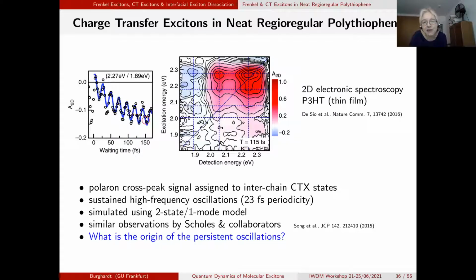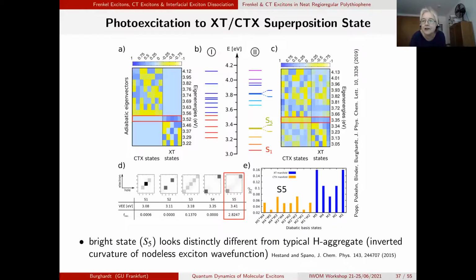And so we wanted to understand both the emergence of the charge transfer states and the origin of these very striking oscillations, given that we have a system with a very large number of degrees of freedom. So we start with the electronic structure side.